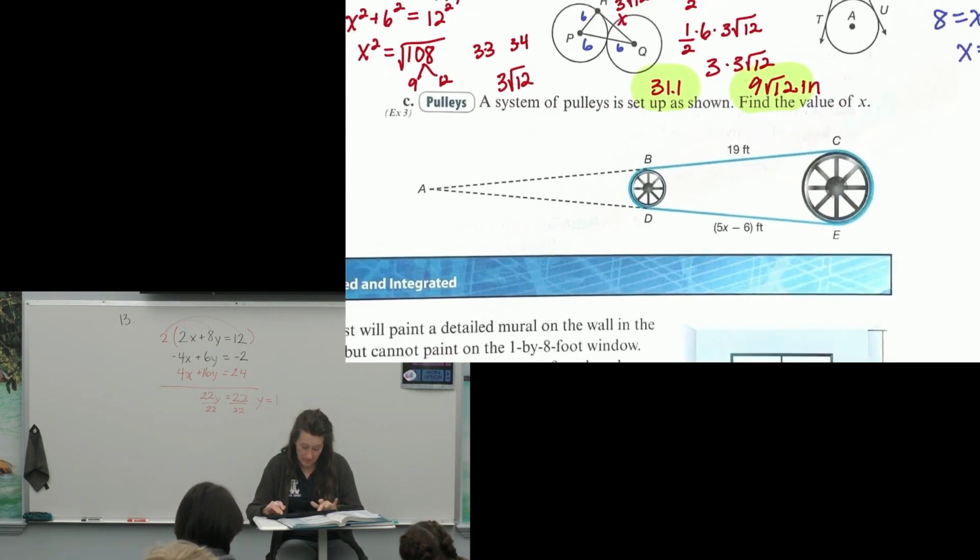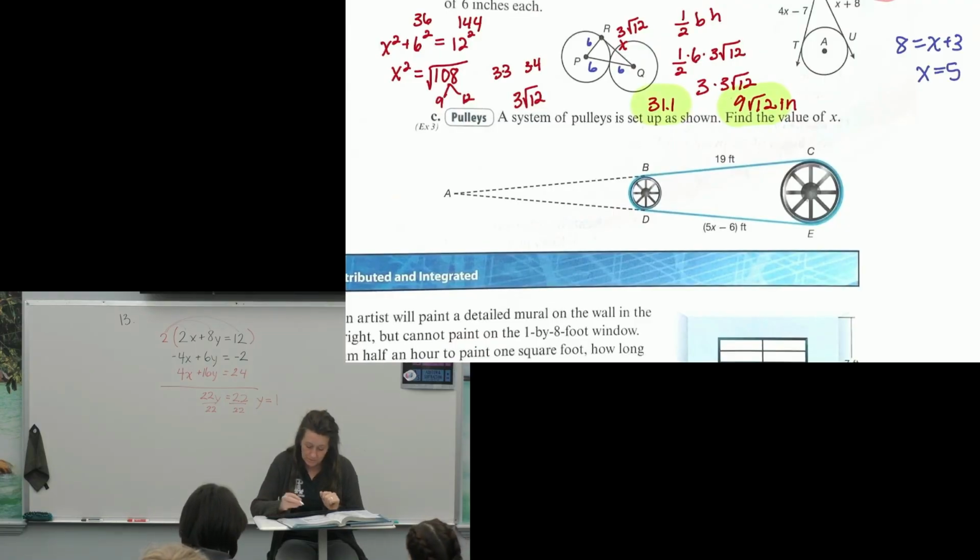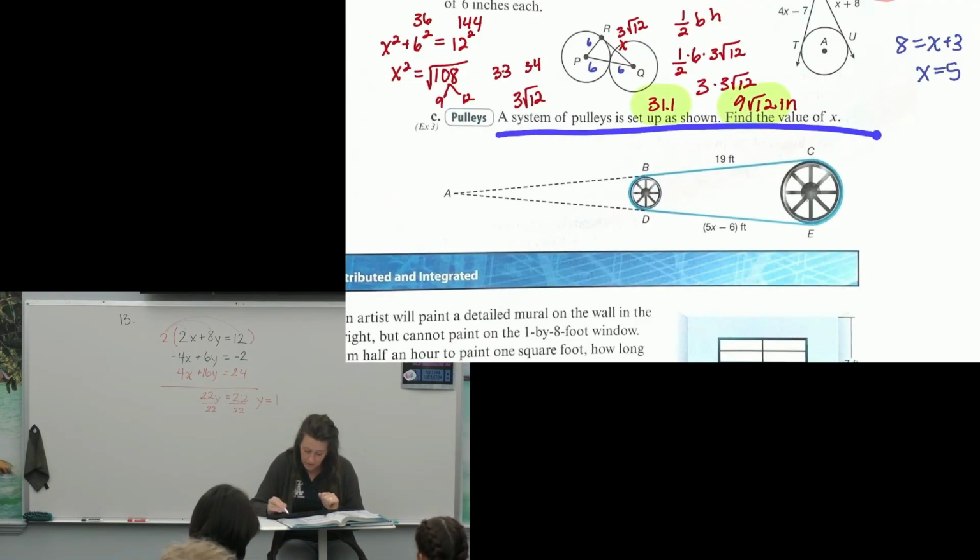Okay. Last one. A system of pulleys is shown below.